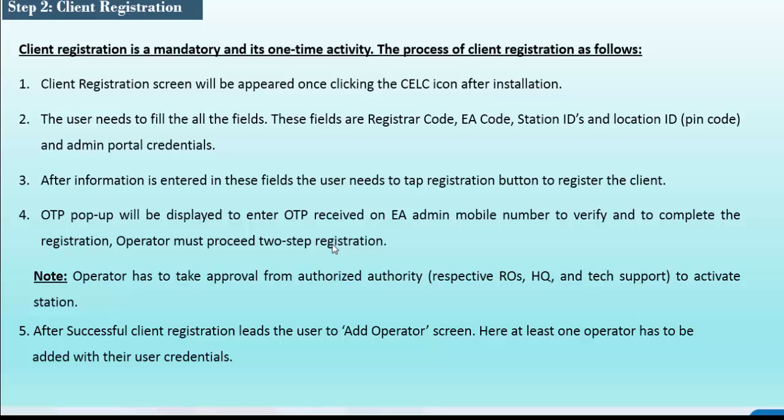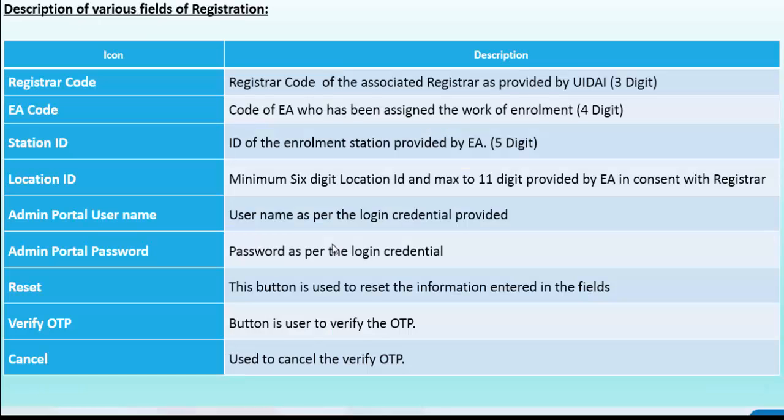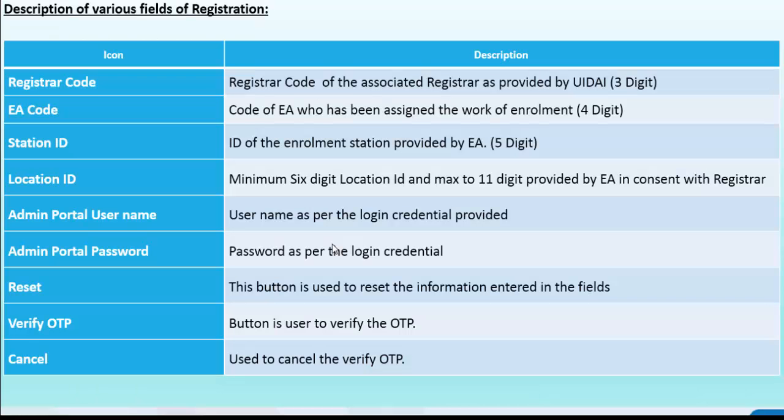After successful client registration, the user is led to the add operator screen. Once we have registered this client using the EA admin portal, it will send the user to adding the operators. We will now see what fields are there in the registration screen.